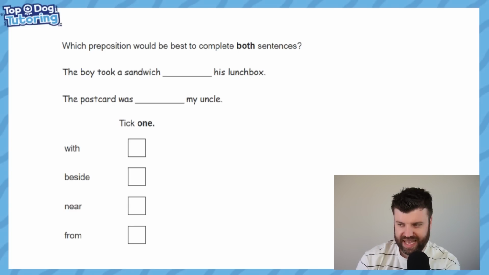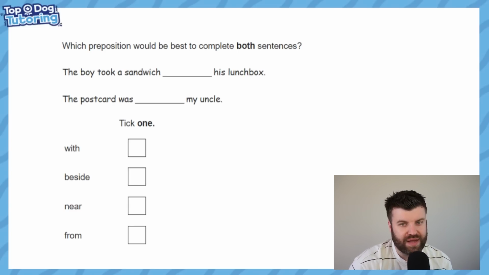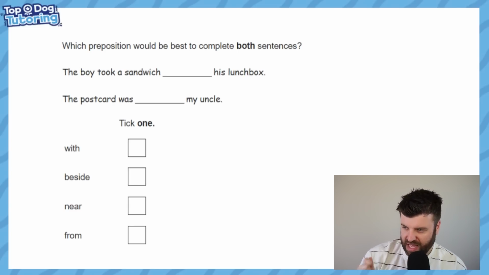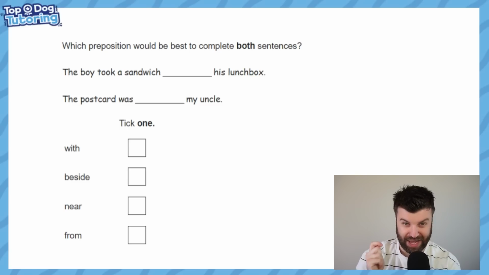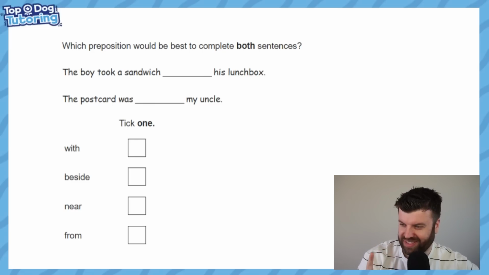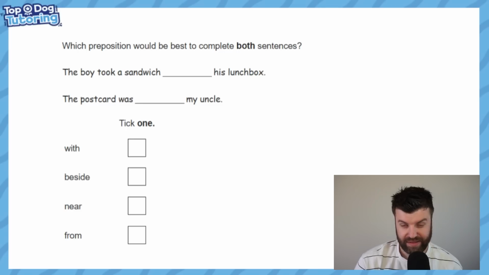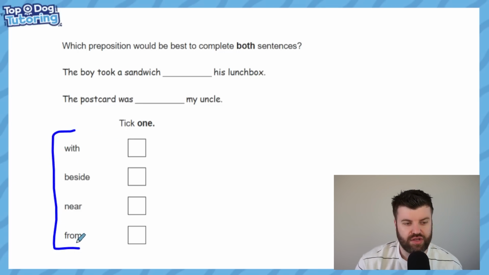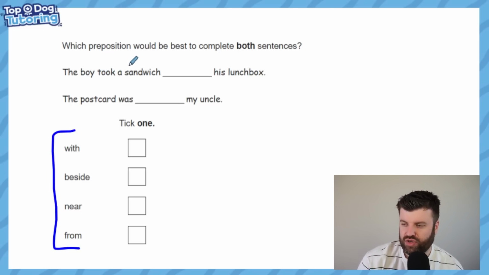So here in this case, I saw this come up quite a lot as well actually, which I think is useful to look at. I want you to pick a preposition. It's like Peter Piper picked a peck of pickled peppers. It's almost like a little tongue twister. I want you to pick a preposition that you think could complete both sentences. So I want one word from here that you think could go into both of those gaps to make 2 new sentences. Let's take a look. The boy took a sandwich, his lunchbox.